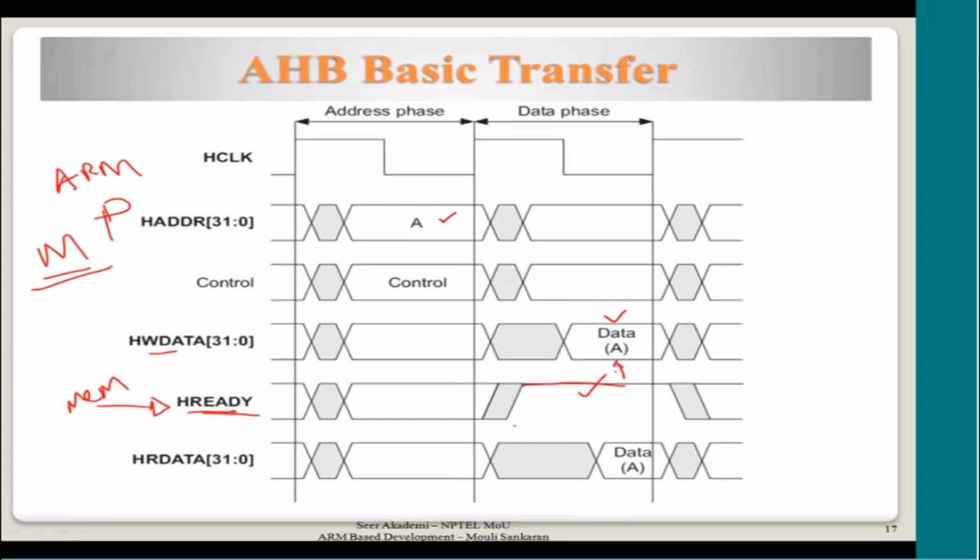Now suppose in this clock cycle, this continues to be low. What will happen? That is called a wait state. The memory wants to add more wait states because it is still yet to decode the address, or the memory is a slow device, a low performance memory. In that case, it can put some wait states by extending this. It will not make it high, and that delays the transaction. So the master, the ARM, has to wait to make data available until this goes high.